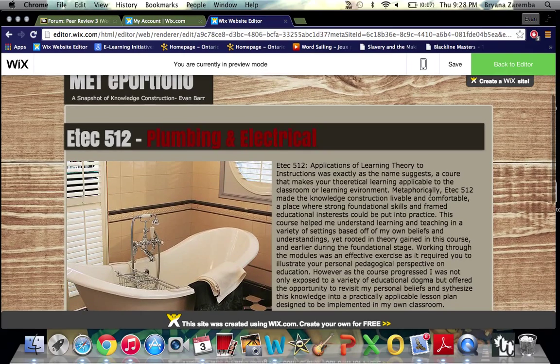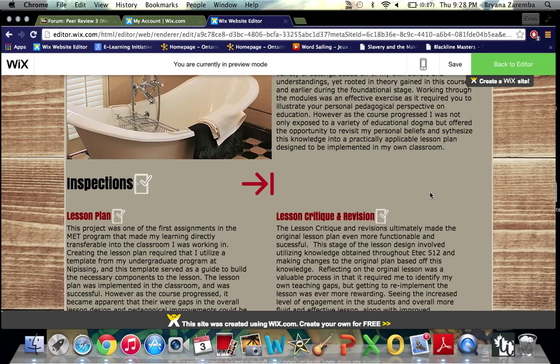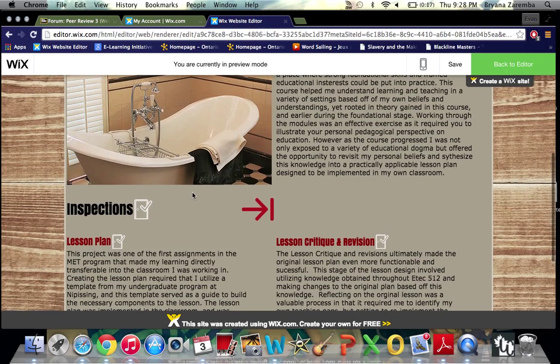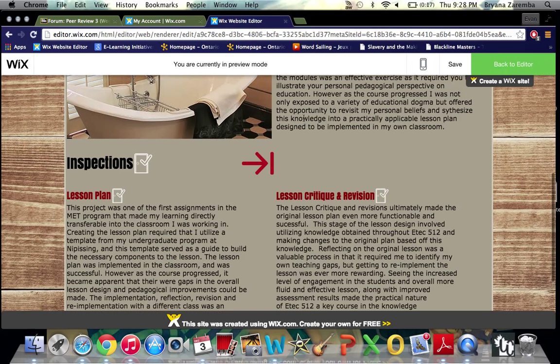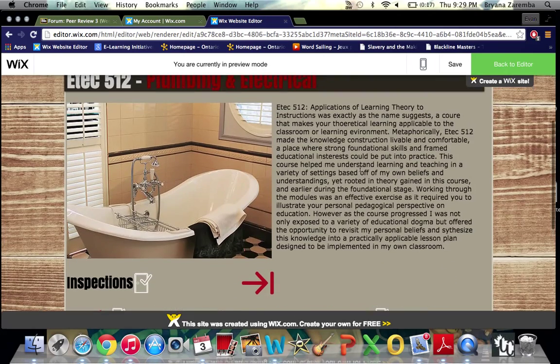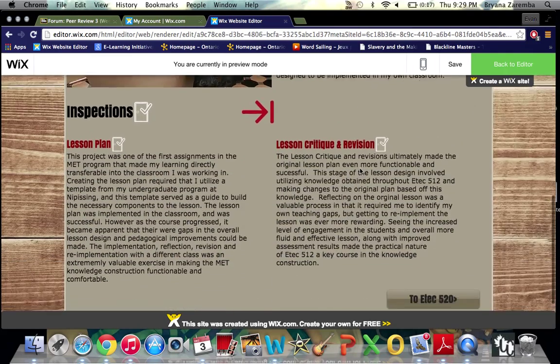First course, 512, suggests the applications of learning theory. Obviously, applications is at the root there, and I feel that's a key part of this course. It had application, hence why it's in the plumbing and electrical stage. The lesson plan and the lesson plan critique was a 2-part project where I designed a lesson plan using the pedagogical practices learned in the course, implemented it, and then as the course progressed, made revisions to it based on what I've learned, and then I re-implemented it again at the end of the term, which was hugely valuable and made the MET course seem real and my knowledge construction seem like it was comfortable.